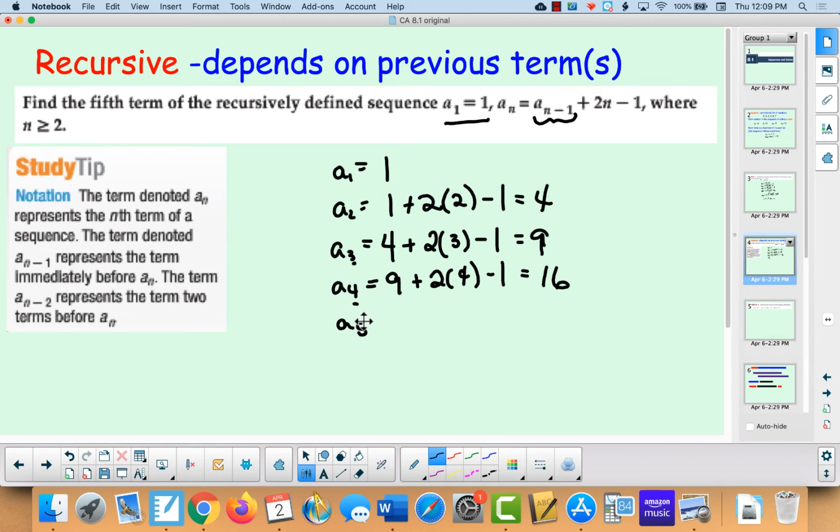And a sub 5, finally, we take the term before it, 16, plus 2 times this n, minus 1. 16 minus 1 is 15, plus 10 gives me 25. So the fifth term is 25.